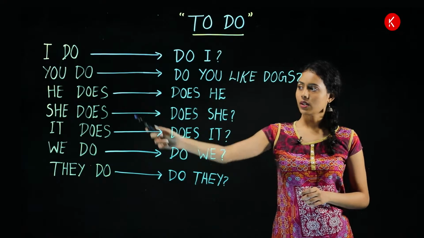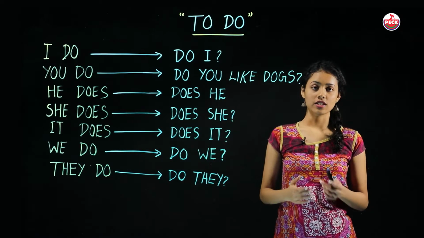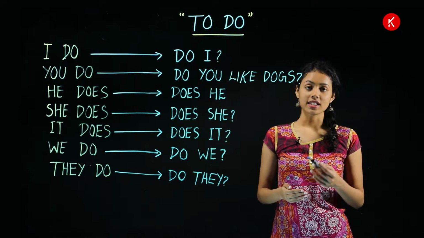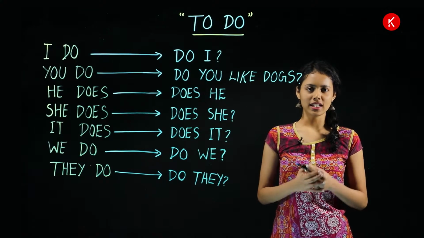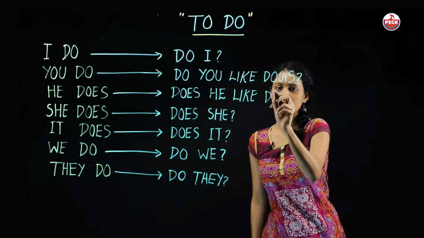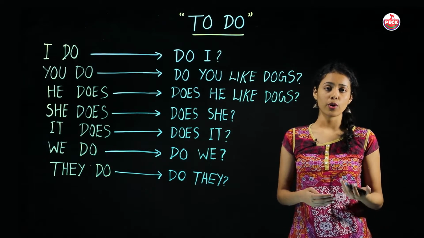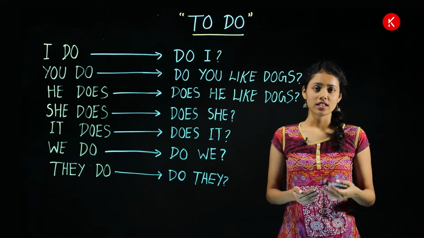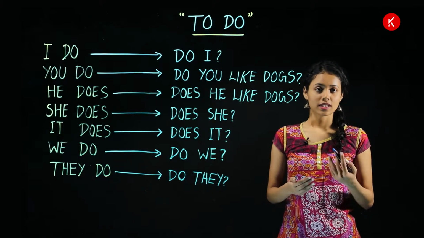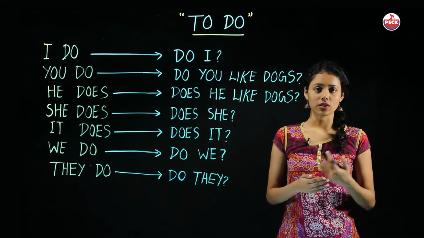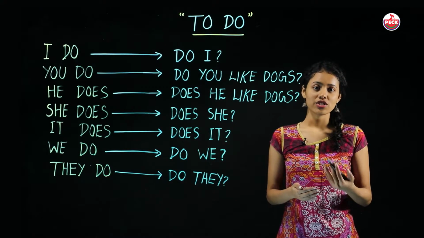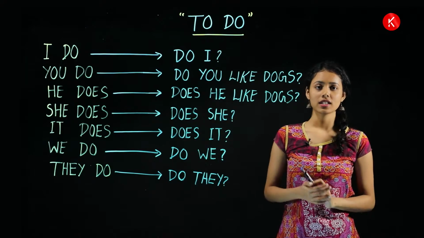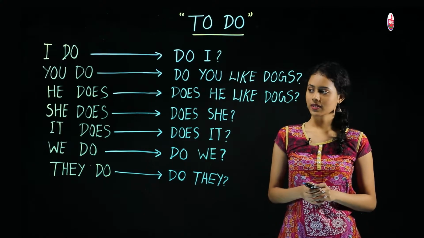So for these three, we use the form does and not do. So when you invert it, he does becomes does he. Does he like dogs? So if you're talking about a boy or a man and you want to know if he likes dogs, you can say, does he like dogs? The same way, if it's about a girl or a woman, you can say, does she like dogs? Always remember to add a question mark at the end of your question.